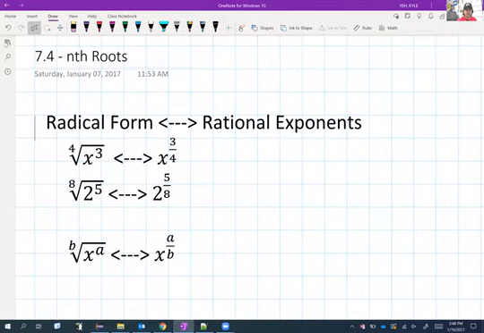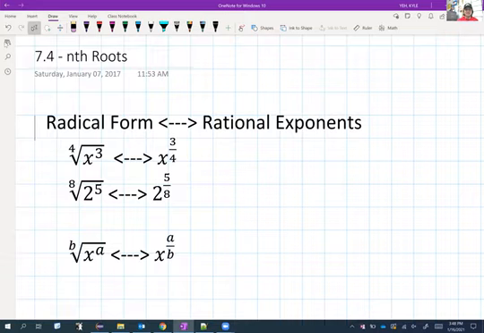Hey guys, we are back and today we're covering section 7.4 from our textbook, which is titled nth roots. What that refers to is we've worked a lot with square roots in the past, but not third roots or cube roots, or fourth roots or fifth roots or sixth roots. And so nth roots refers to any kind of roots, and how we can simplify any indexed root is what it's called.